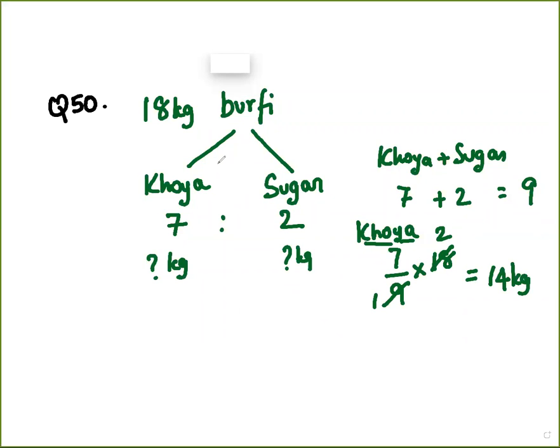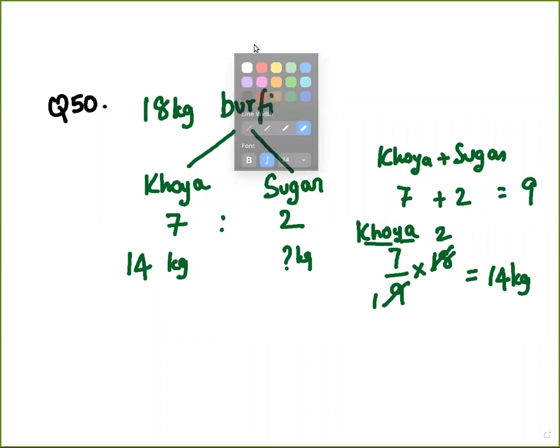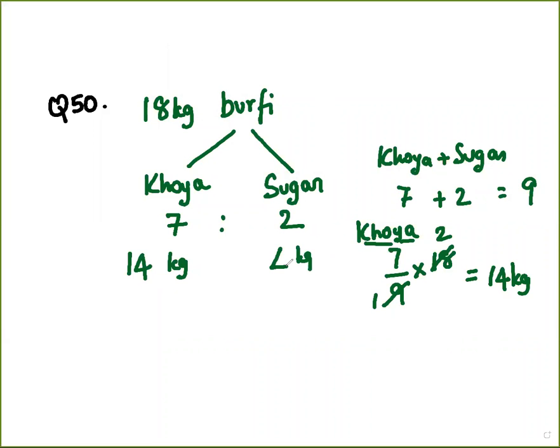So now we have the answer. We can say that there is 14 kilograms of khoya and 4 kilograms of sugar in this, and obviously in 18 kilograms, if 14 kilograms is khoya, then 4 kilograms is sugar, and that is the answer to the problem. So I hope that's clear, and the way you will understand this better is by solving more problems of this kind. When you solve more problems of this kind, you will understand how ratio and proportion helps you to understand not just the ratios but also the absolute values.